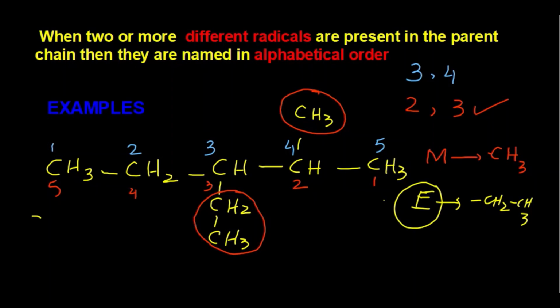So what is the name of this molecule? It is 3-ethyl, then we place a hyphen. What is the position of the methyl radical? 2. 2-methyl. 3-ethyl, 2-methyl, and what is the name of the parent chain? It is pentane. The parent chain is pentane. The whole name, methylpentane, should be written as one word. So what is the IUPAC name of this molecule? 3-ethyl-2-methylpentane. I hope this is clear to you, students.